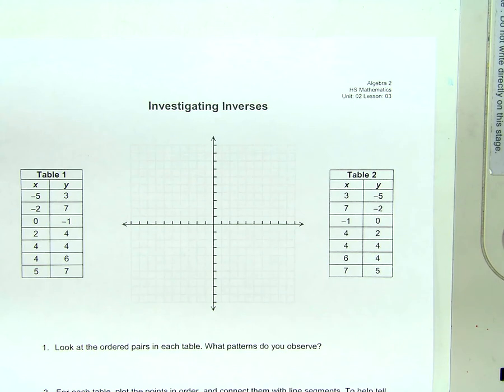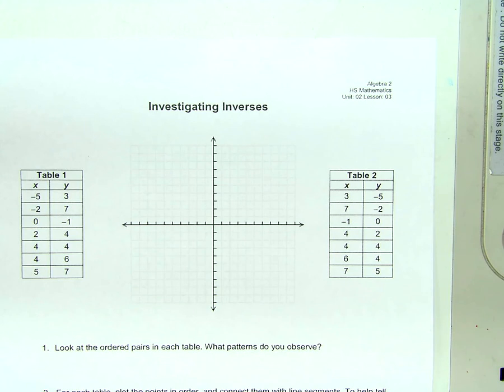Today we're going to start our lesson on inverses. Okay? We're going to start by investigating inverses. First thing I want you to notice is what you're given. Somebody tell me what you're given. Points. A table, points. What else are you given? An empty graph. Okay? So number one, look at the ordered pairs in each table.